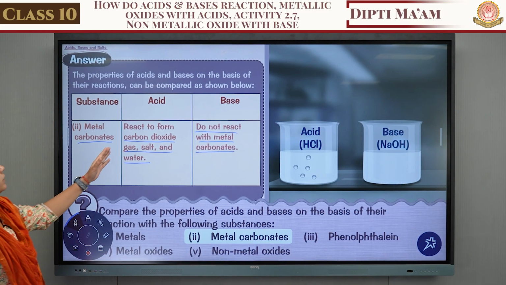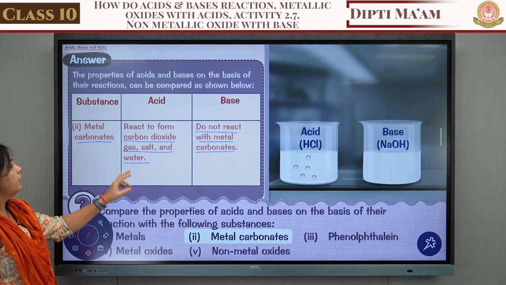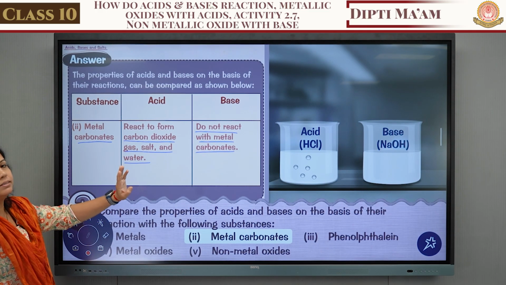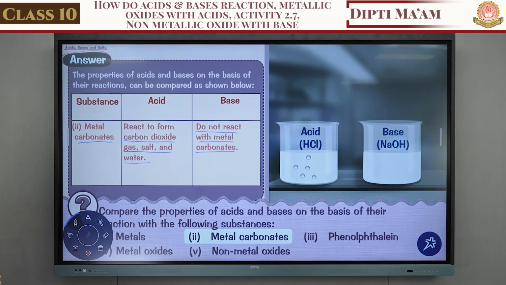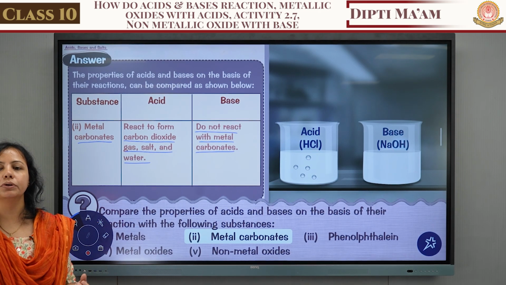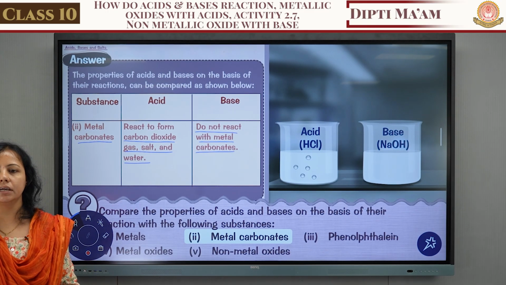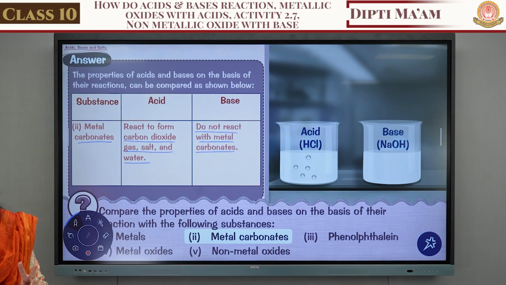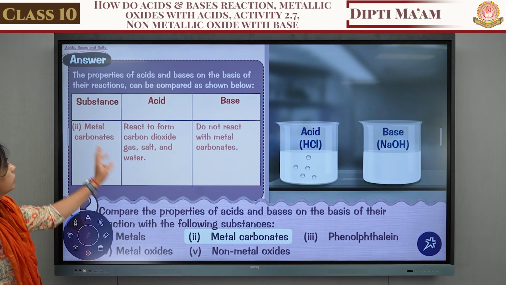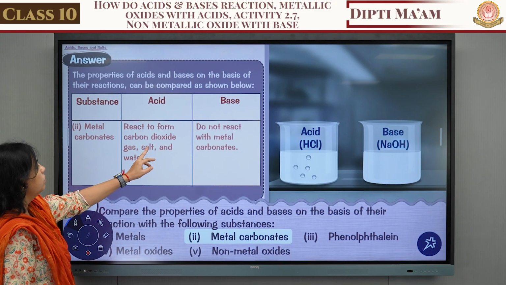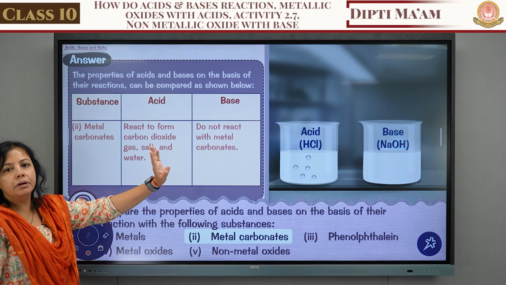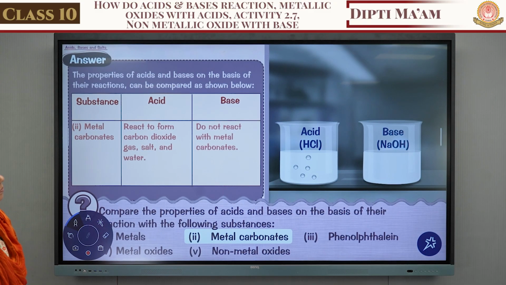And what is the reaction with the acid? It will form carbon dioxide gas, salt and water. And how do you identify that CO2 is produced? It turns lime water milky. These are both confirmation tests, you can keep them in your mind: the confirmation of hydrogen gas and the confirmation of carbon dioxide gas. So what is the effect of metal carbonate on acid? It will form CO2, salt and water. What about the base? There is no reaction.